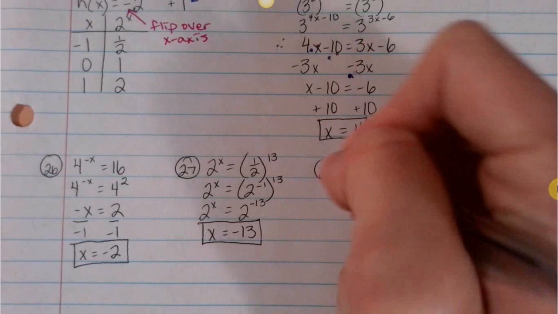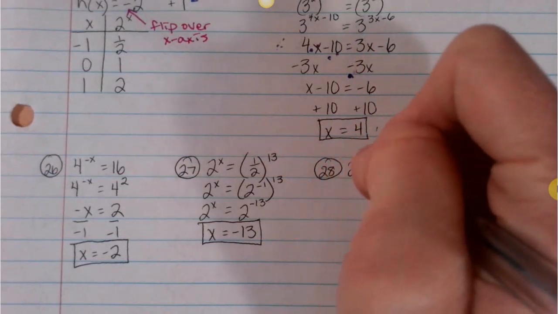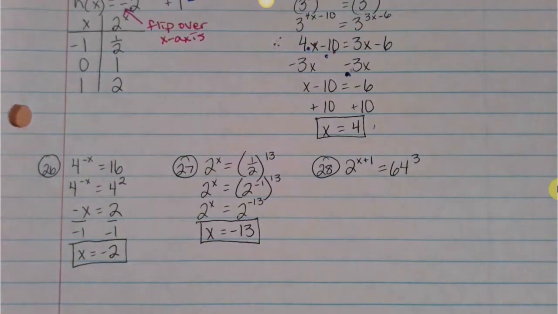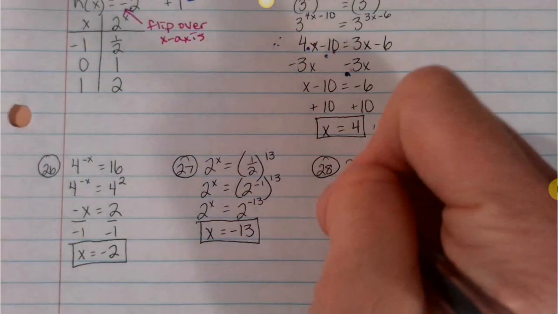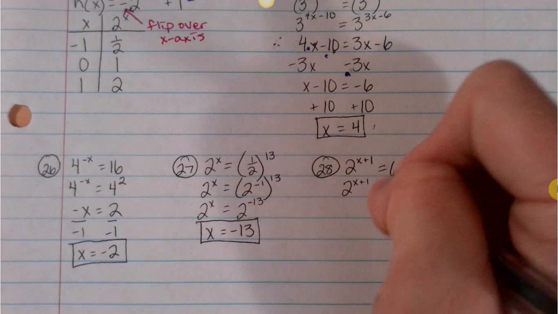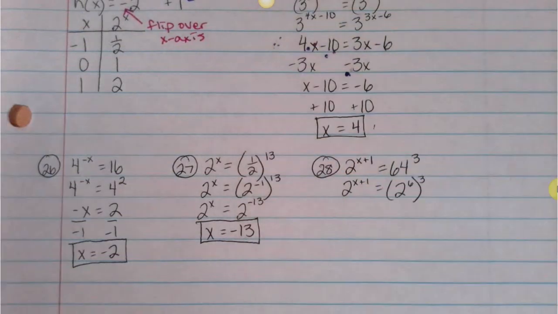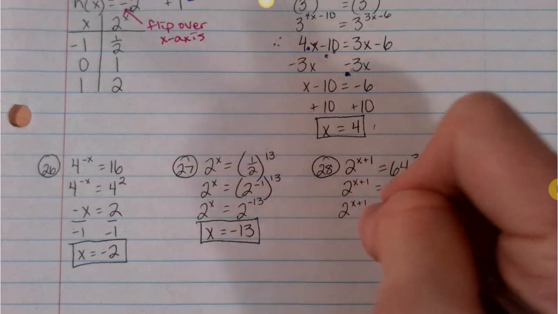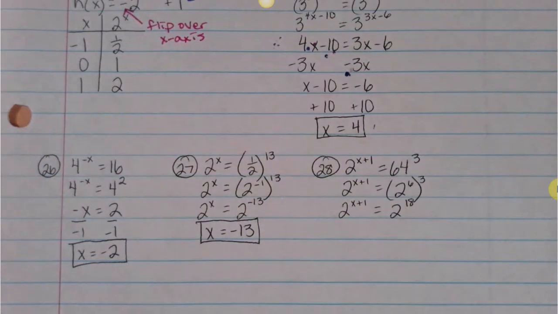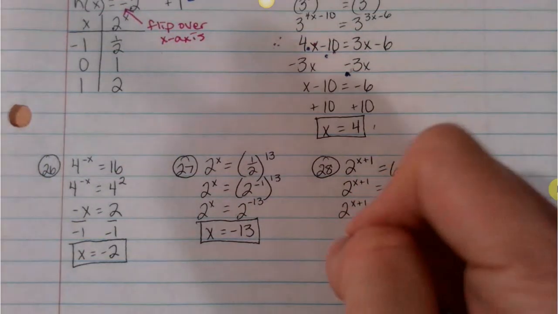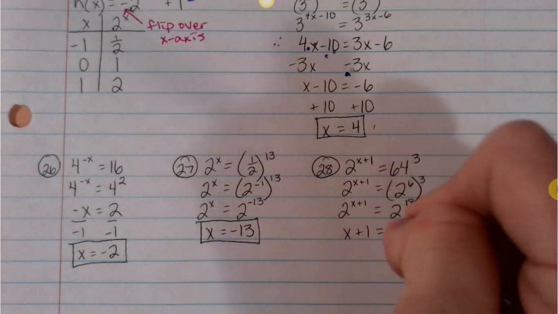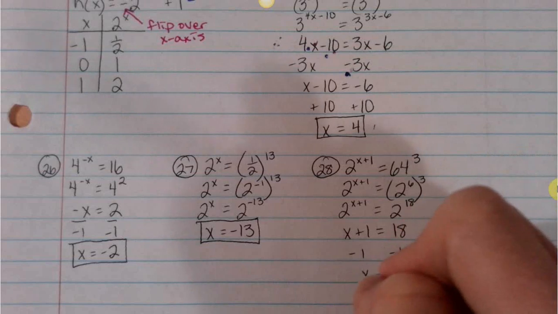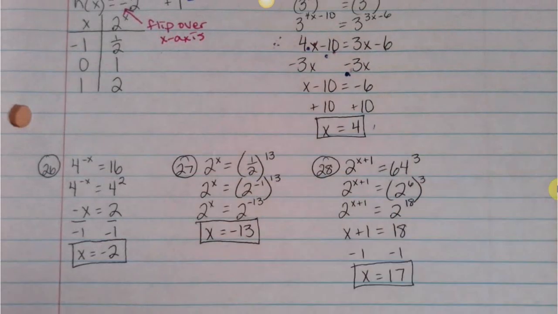Number 28, we have 2 to the x plus 1 equals 64 to the third. So 64 is the same as 2 to the 6th. And then we can multiply the exponents on the right side to get 2 to the 18th. And then we can set our exponents equal. X plus 1 is equal to 18, and then subtracting 1 from both sides tells us that x is equal to 17.